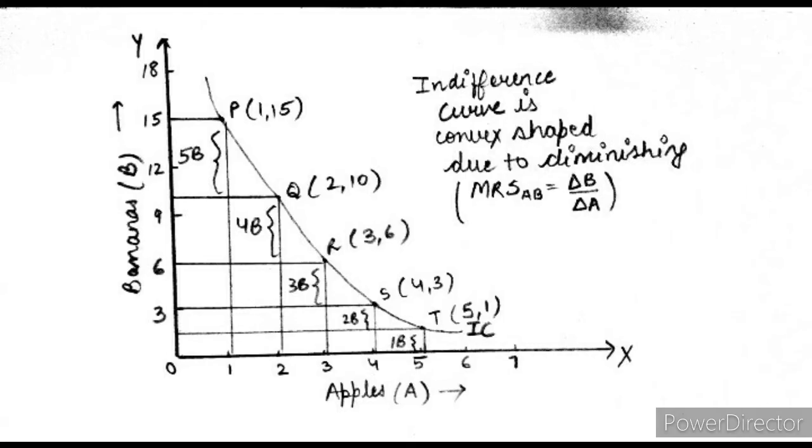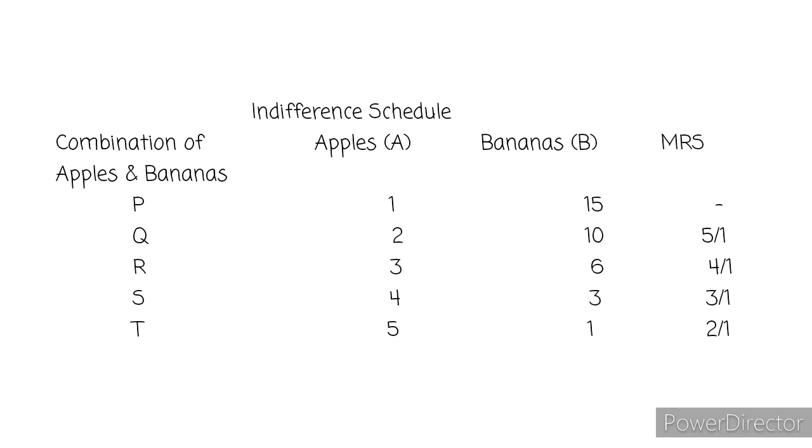So for understanding this concept, let us take the same schedule we used before. So these are the combinations of apples and bananas. Look, P bundle was 1 apple, 15 bananas. Then for going to bundle Q, for gaining 1 apple we sacrificed 5 units of bananas. So 15 bananas there were, and now there are only 10 bananas, and apple only increased by 1. So we can say that to gain 1 apple we sacrificed 5 units of bananas. So MRS will be 5 upon 1.